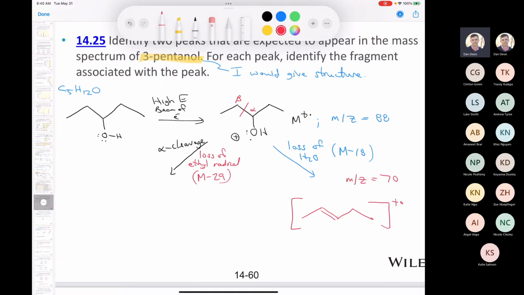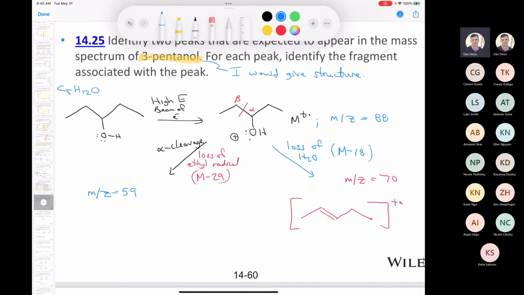So if we take 88 and we subtract 29 from that, that means we should see something with a mass over charge that's equal to 59. Now, what would that look like? Again, I'm not going to ask you to draw the fragment, but if you want to practice drawing what it would look like, it would look something like this, and this of course has a positive charge right here. So that would be what you would see.